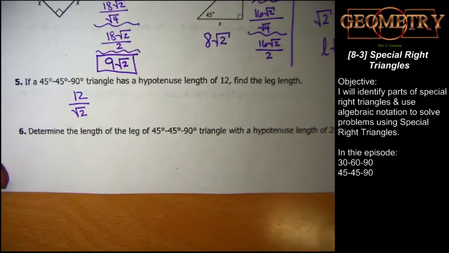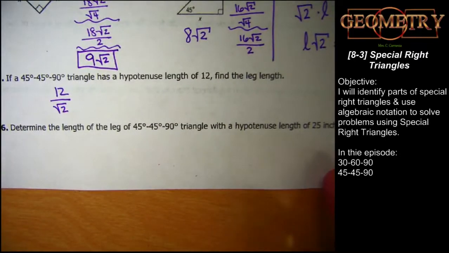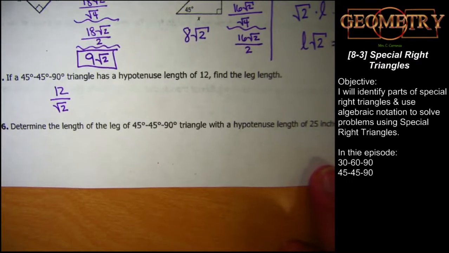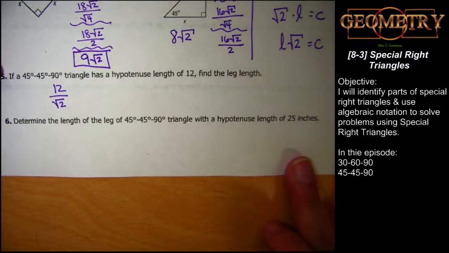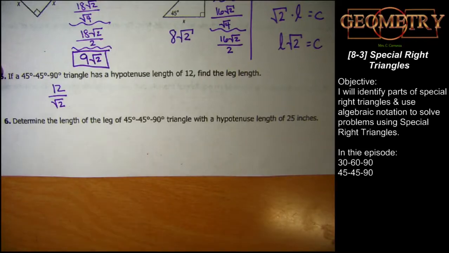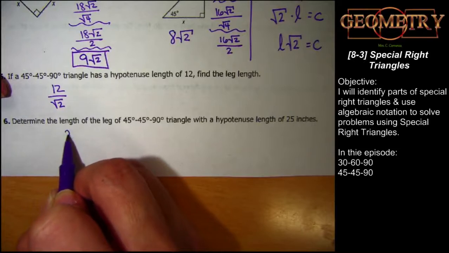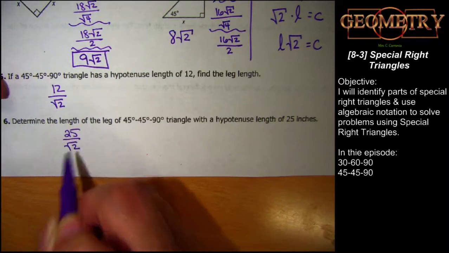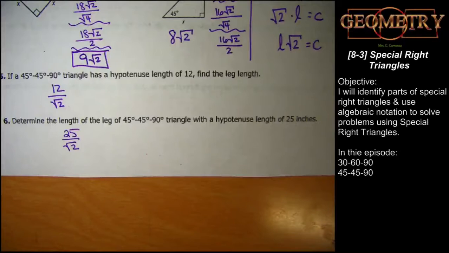Shall we do number 6? At least the setup. Determine the length of the leg of a 45, 45, 90 with hypotenuse length 25. Am I given hypotenuse or leg? Hypotenuse, so what should I do? Divide by square root of 2. Again, we're going to have some sort of rationalization happen. This is really easy to overthink, right? Because it's so simple.